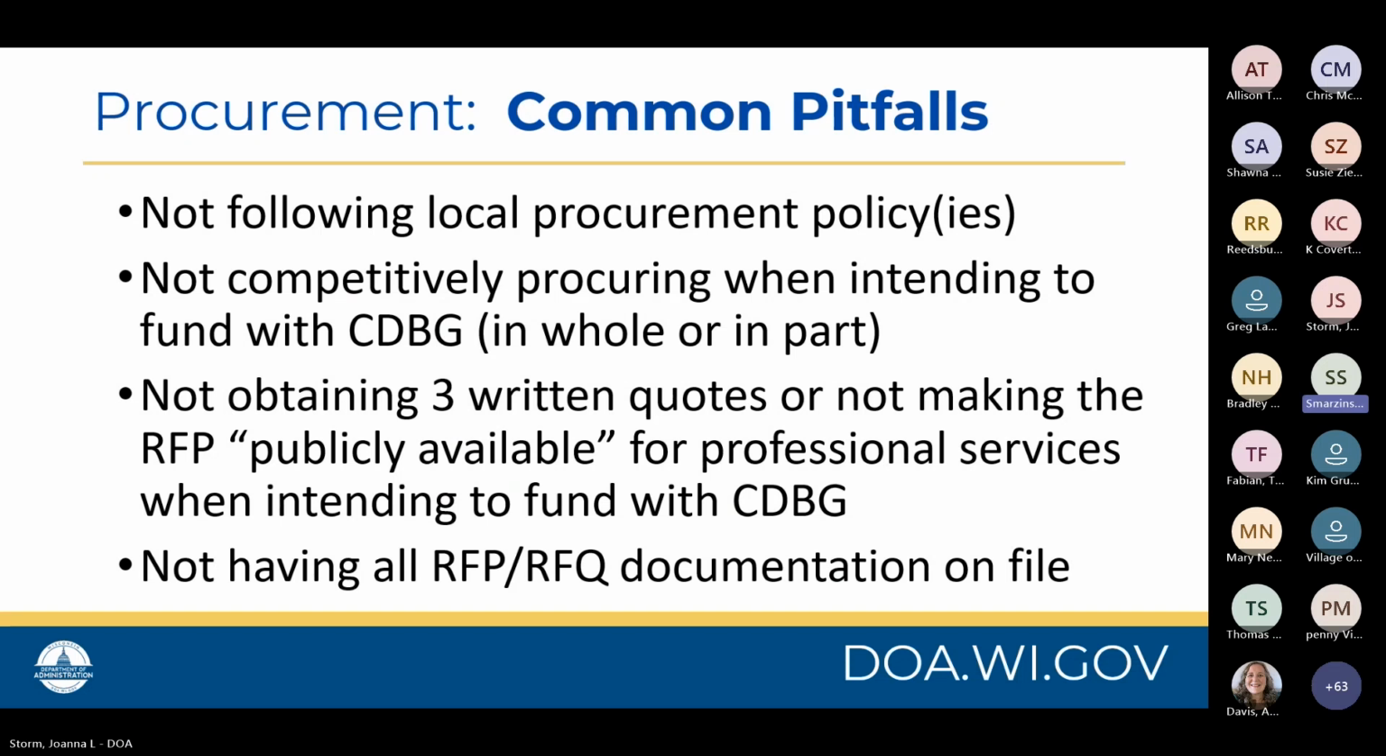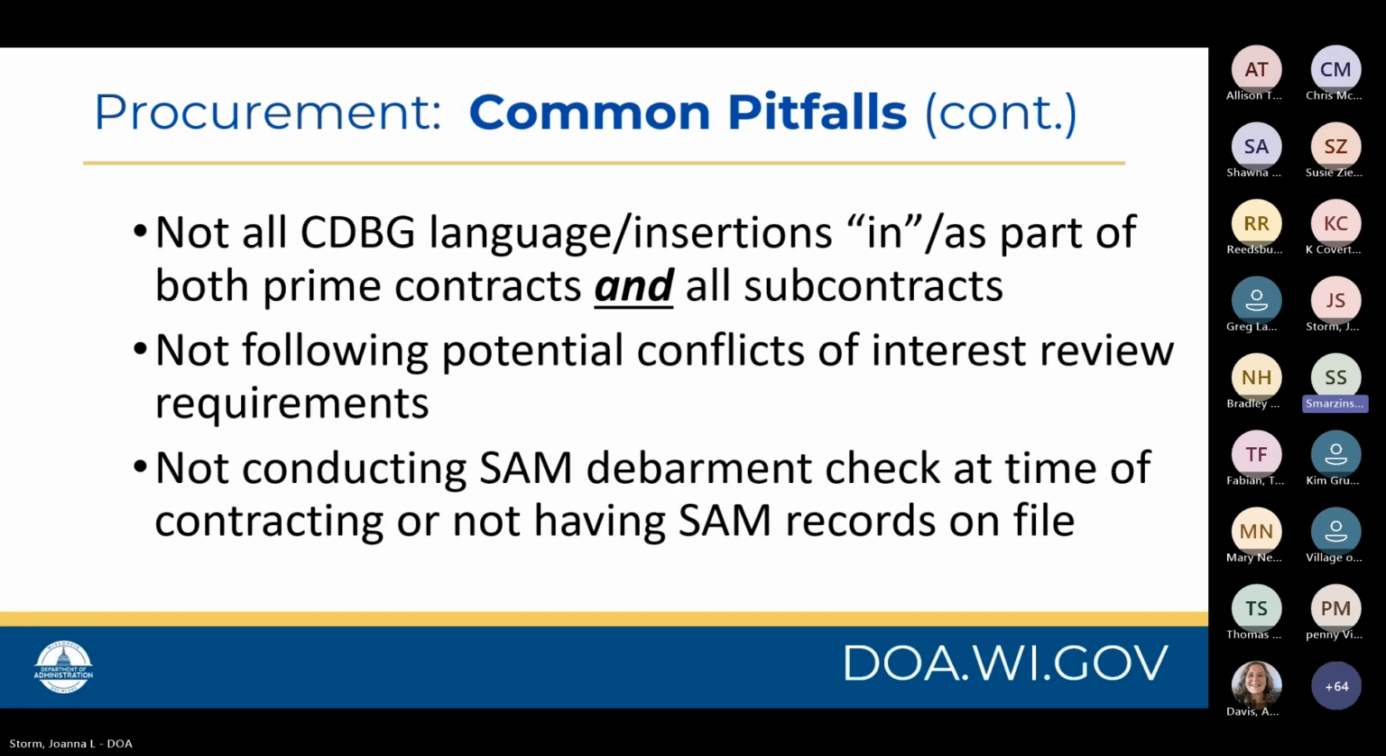Thank you, Joanna. Some common pitfalls for procurement include not following your local procurement policies, not competitively procuring when intending to fund with CDBG in whole or in part, not obtaining 3 written quotes or not making the RFP publicly available for professional services when intending to fund with CDBG, and not having all the RFP and RFQ documentation on file. Additional common pitfalls for procurement include not having all of the CDBG language in the prime contracts and in the subcontracts, not following potential conflicts of interest review requirements, and not conducting SAM debarment checks at the time of contracting or not having SAM records on file at all.